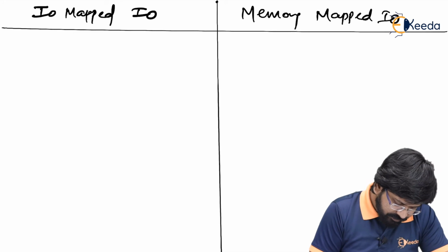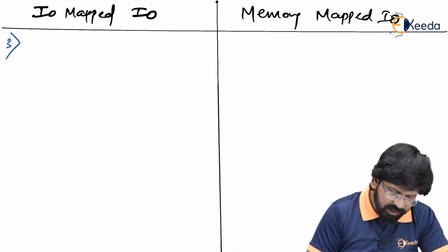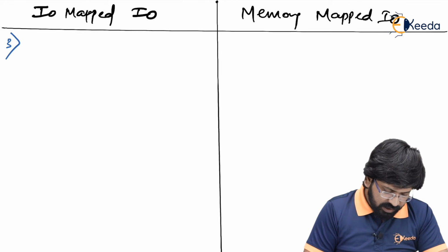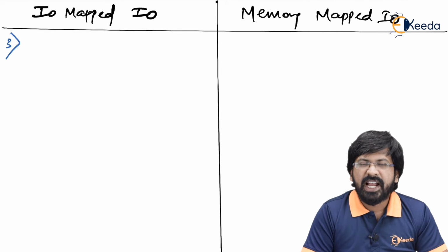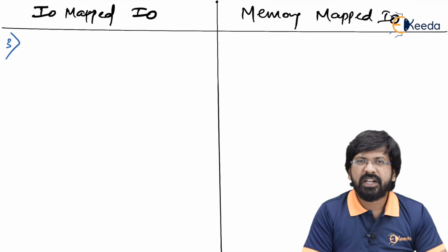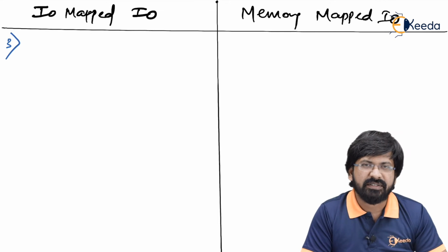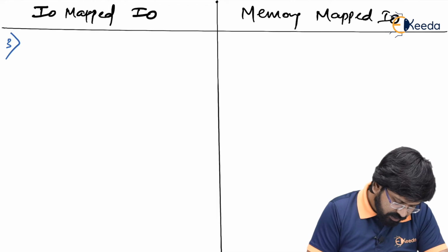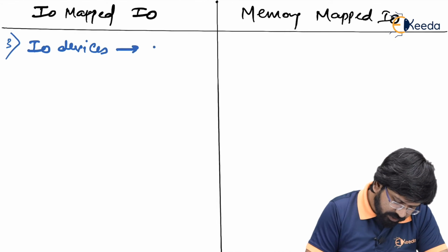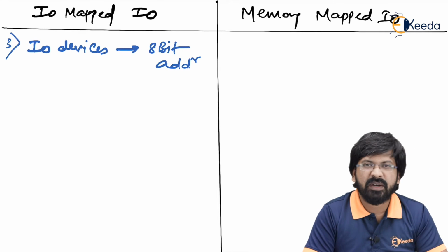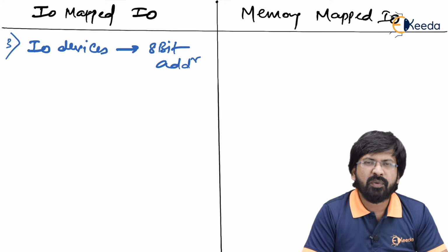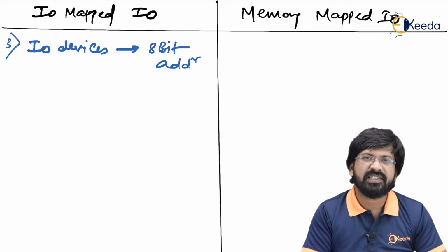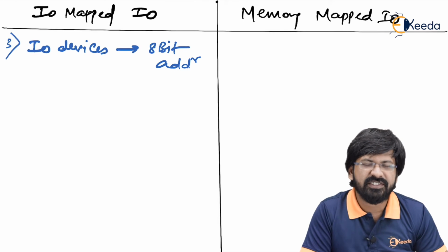The next difference, that is the third difference, now I'm going to discuss. In this, IO devices are allotted with 8-bit address and memory devices are allotted with 16-bit address. I think my point is clear. All IO devices are allotted with 8-bit address. See, addresses are required because there are many IO devices. If MUPI wants to talk to a particular IO device, how is it going to communicate with it? By sending its address or by broadcasting its address, right?